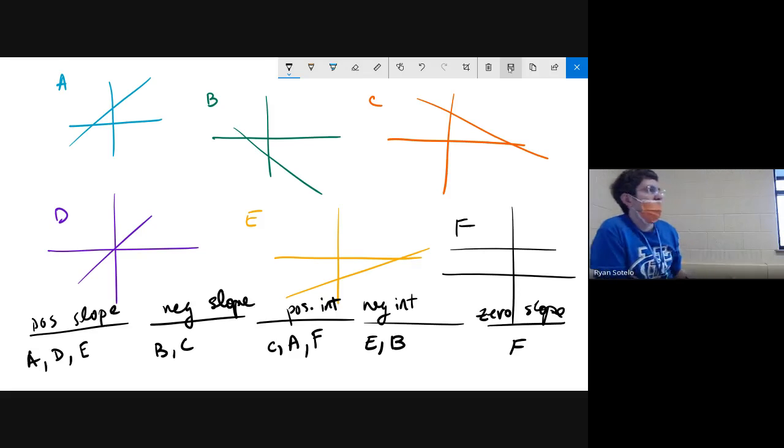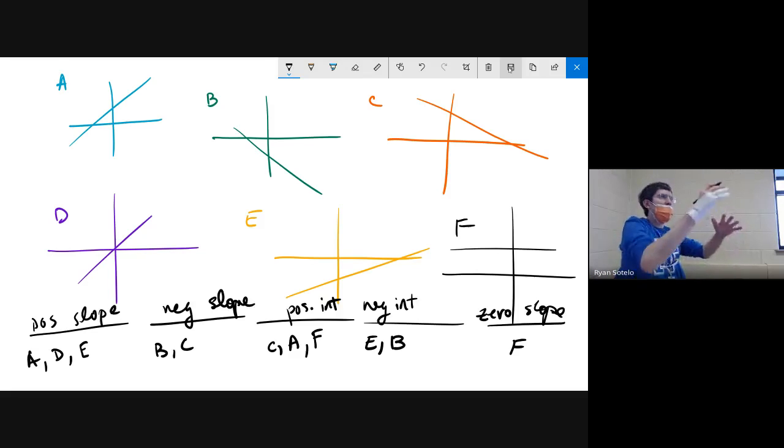Does that make sense? Yeah. So some of them, they have a bunch of lines and you have to identify which is which. You can kind of just figure out which one has a positive slope and a negative y-intercept and things like that.